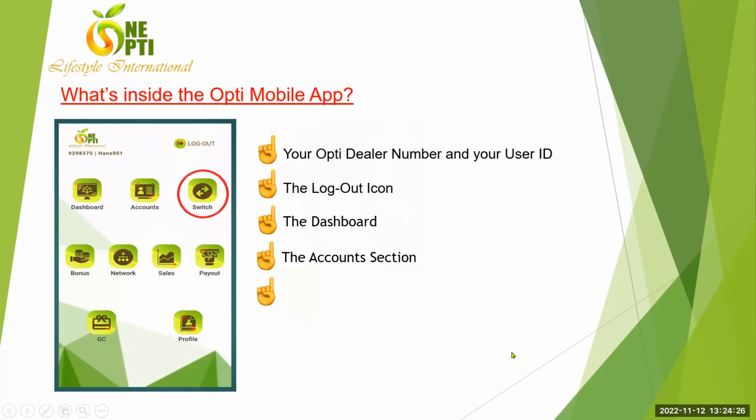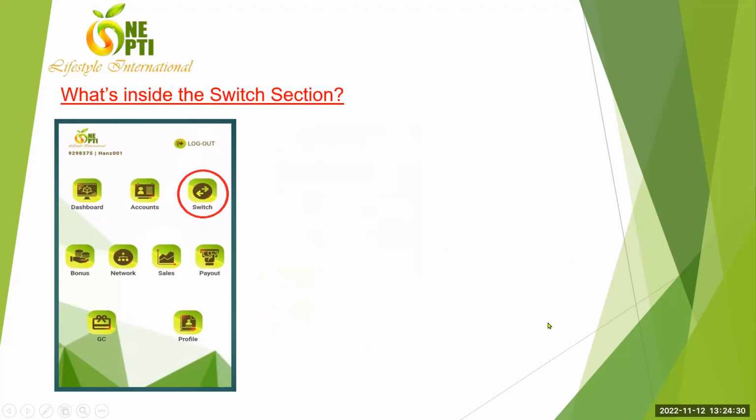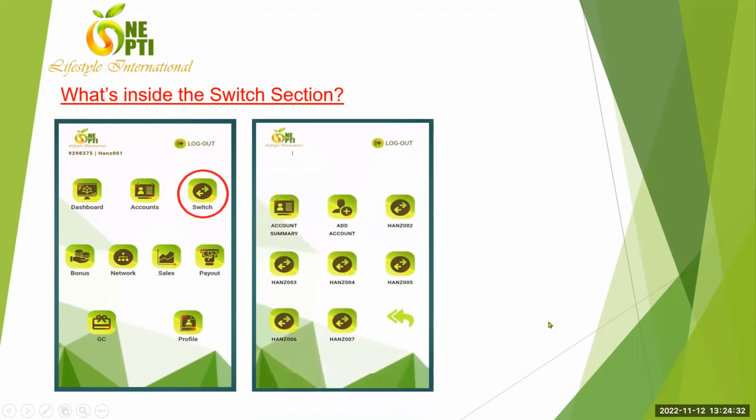Now for the switch icon, or the switch section, it is where you will see your different accounts. On my end, you will see I have 7 accounts. When you open the first one, you will not see that on this page, so you can only see the remaining 6 accounts. In this case, I have Hands 2, 3, 4, 5 until Hands 7.